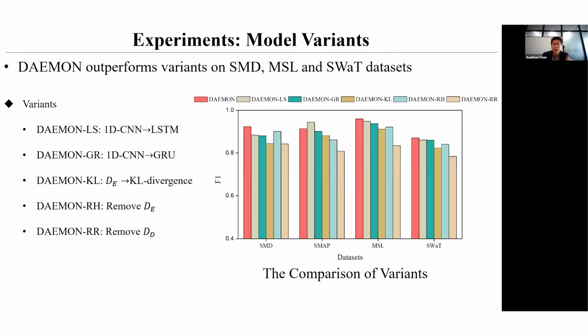For the model variance, we reconfigure DIM to create 5 variants, as shown in the figure. DIM outperforms the variants on most of the datasets. Since the SMAP dataset is routine, there is no dramatic change in the pattern of the data, resulting in the best performance of using LSTM.